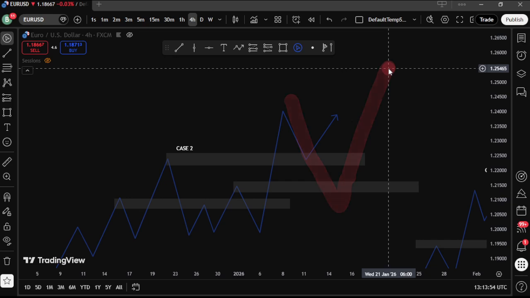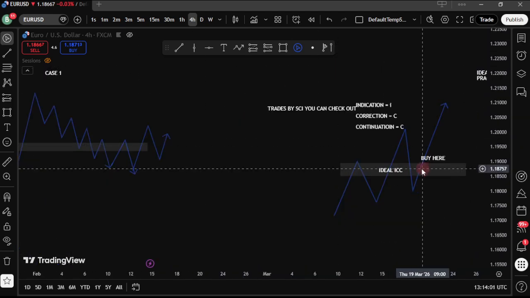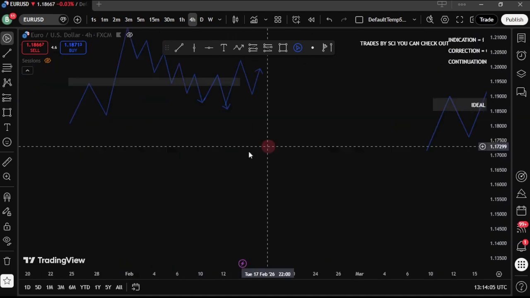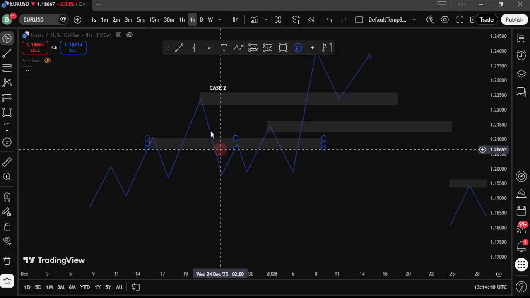Don't forget that the pullback must be single candles, right? If you want to trade the ideal situation like this, it must be just single candles coming in. There are pullbacks that are not single candles, all right? There are pullbacks that are not single candles. I think I don't have to just talk about this.